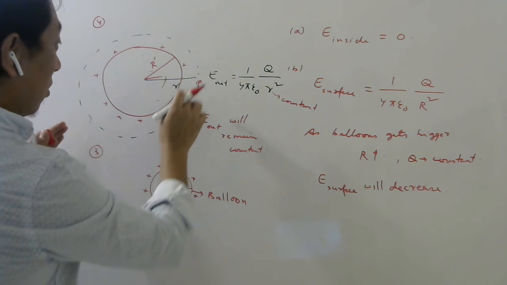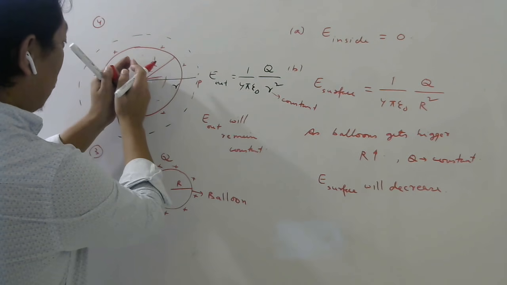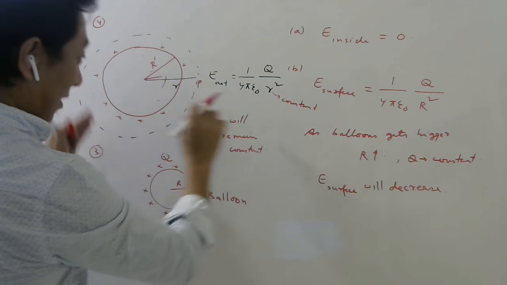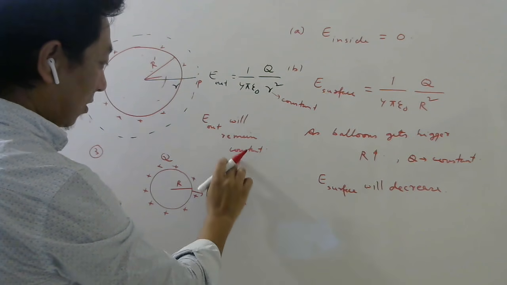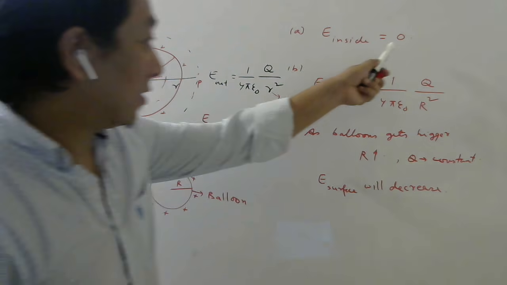But as long as this point is outside, even when the balloon size increases, the electric field outside will remain constant. So the answer is 0.